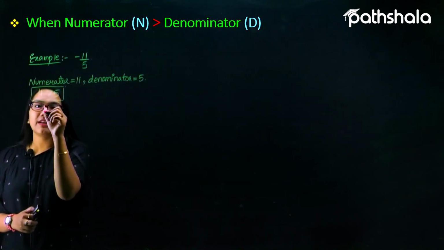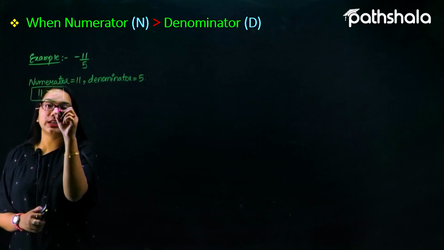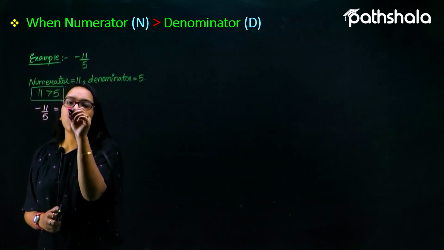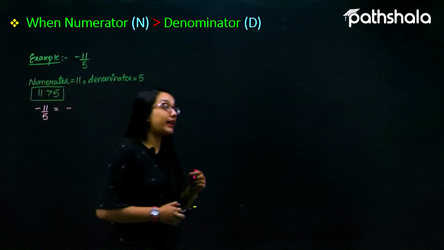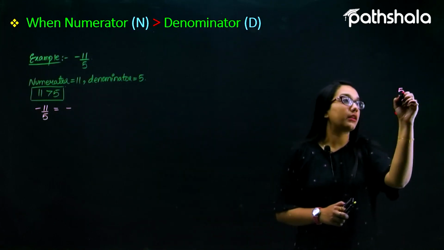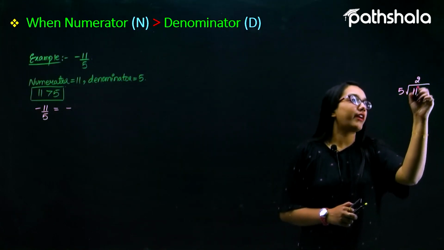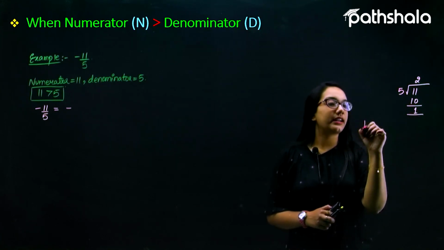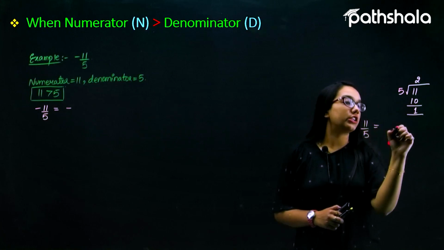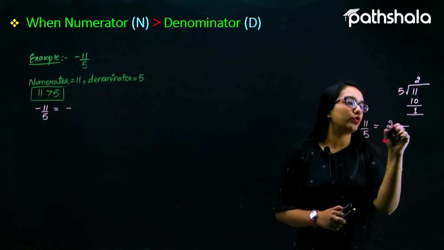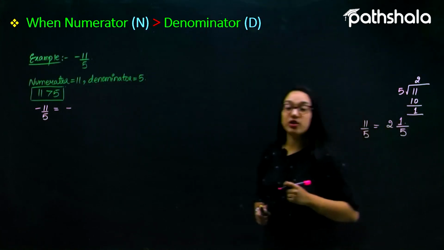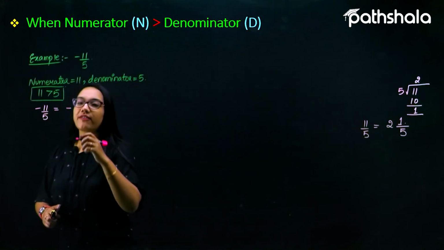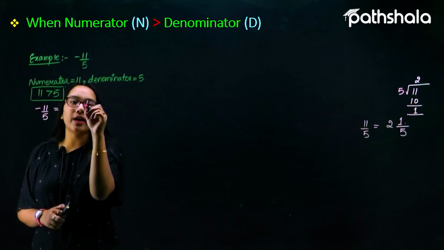So minus 11 by 5 can be converted as negative of, okay, so when we divide 11 by 5, so it is 5 and 11. So 5 2s are 10 and the remainder is 1. So it means that 11 by 5 can be converted as 2 and 1 by 5. So this is my mixed fraction. So minus 11 by 5 can be written as minus 2, 1 by 5.